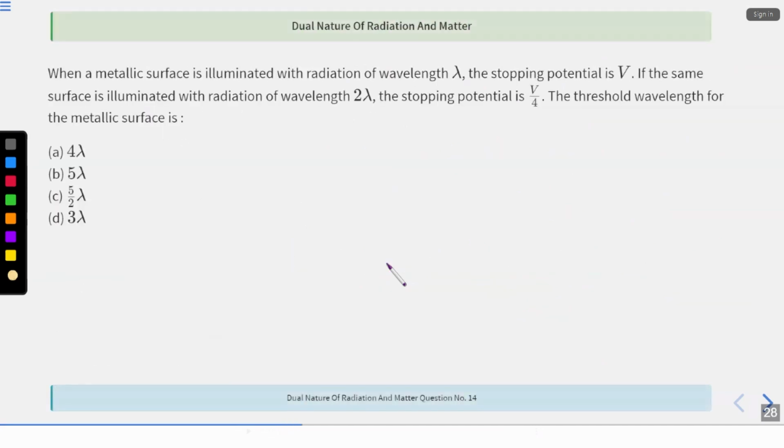Moving on to the next question. When a metallic surface is illuminated with radiation of wavelength lambda, the stopping potential is V. If the same surface is illuminated with the radiation of wavelength 2 lambda, the stopping potential is V by 4. The threshold wavelength for the metallic surface is, okay, so here we know that eV is equal to hc by lambda minus hc by lambda naught. This is the threshold one, right?